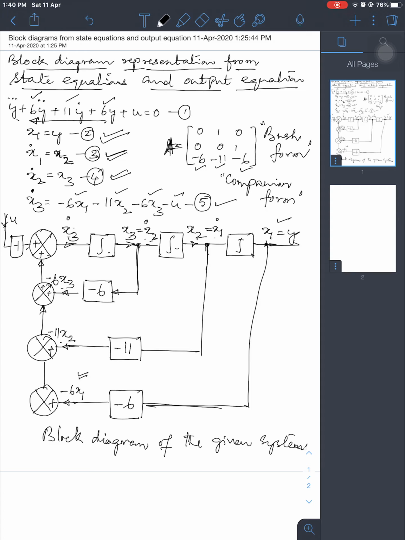It has to be remembered that in this form, the first element of the system matrix is always a 0, and it has got 1 as the second element, and the remaining elements are 0. Correspondingly, the elements would go on in the various rows, and the last row of the system matrix consists of the negative of the coefficients of the output and their derivatives taken in reverse order. Okay? Thank you.